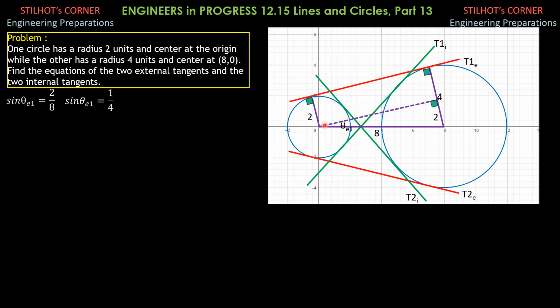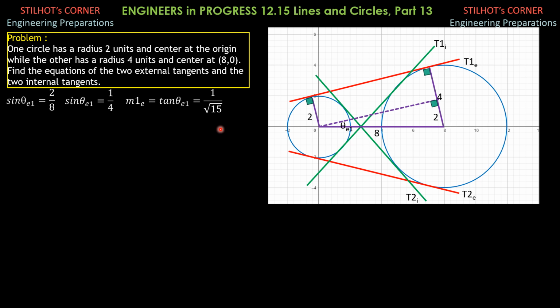The slope of this line, therefore, is the tangent of theta E1, which is equal to opposite 1 divided by the square root of 15. So the slope of external tangent 1, tangent of theta E1, is 1 over square root of 15. Remember, we reduced this to 4, we reduced this to 1, and therefore the length of this is square root of 15, and tangent of theta E1 is opposite, which is 1 over square root of 15. So that is also the slope of the external tangent 1.